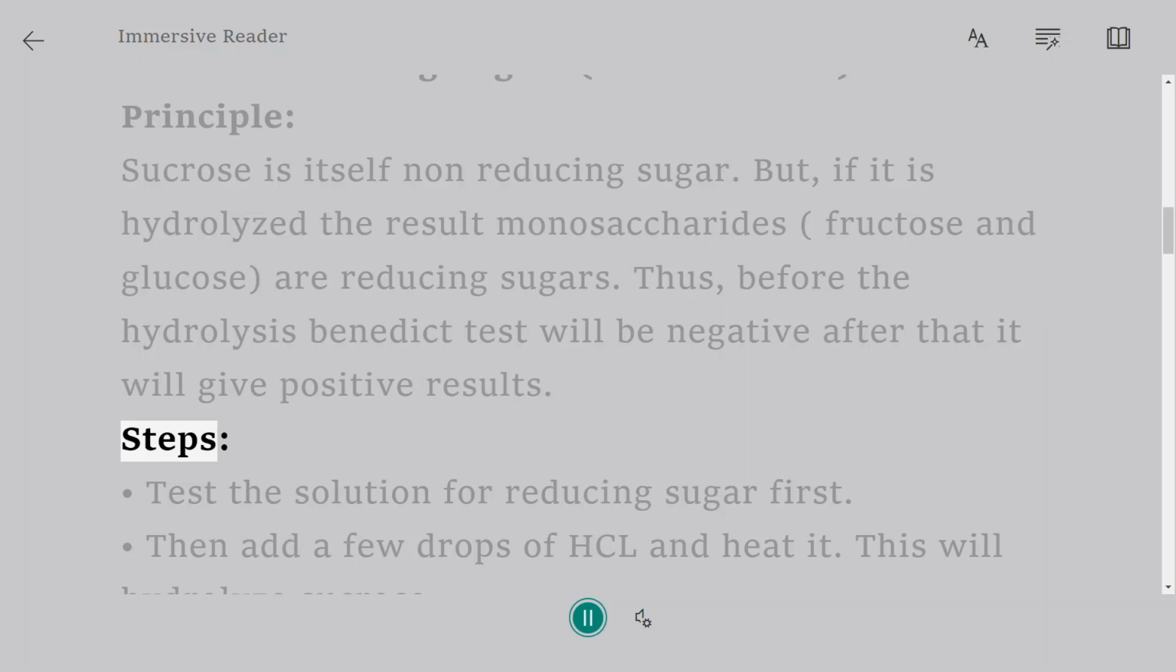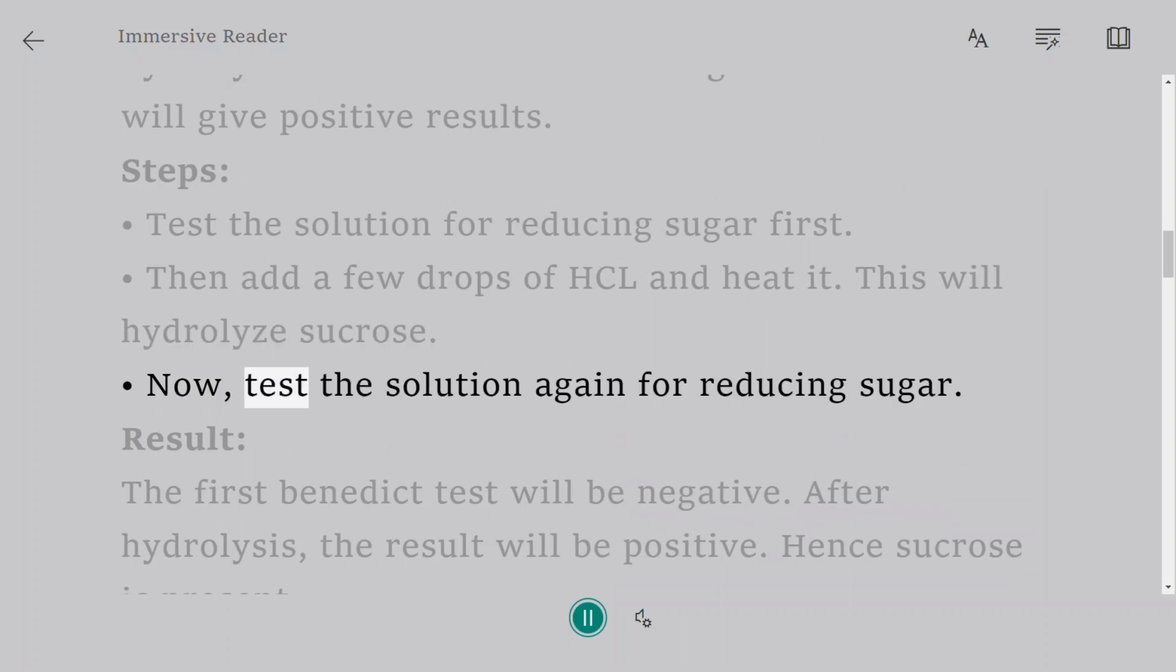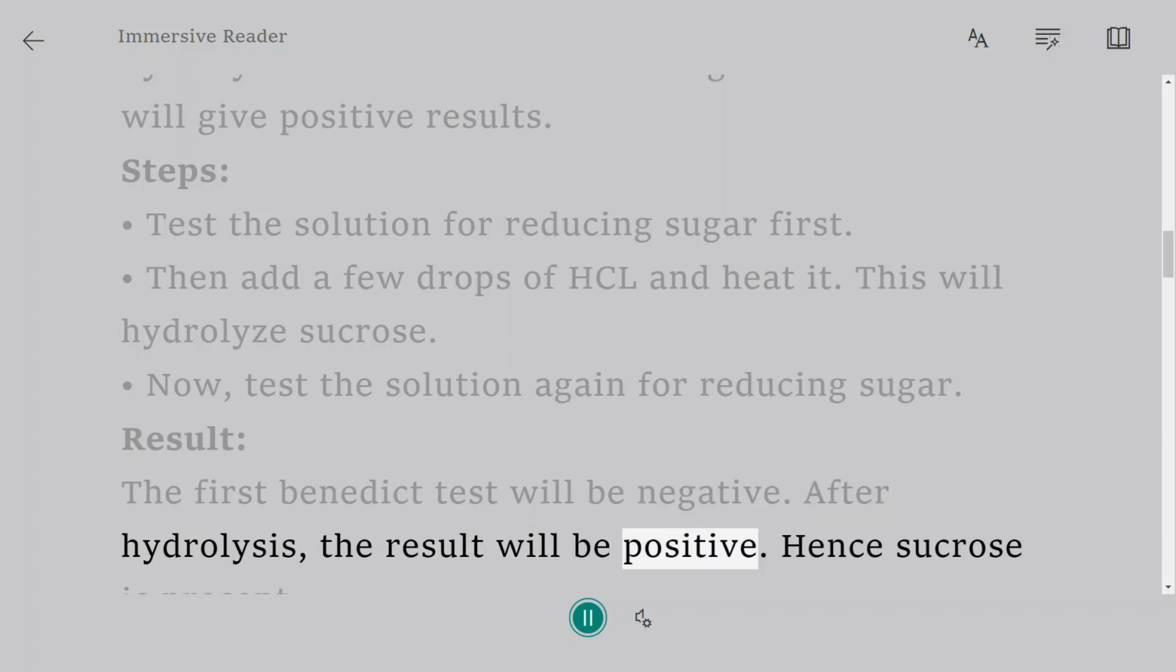Steps. Test the solution for reducing sugar first. Then add a few drops of HCl and heat it. This will hydrolyze sucrose. Now, test the solution again for reducing sugar. Result: the first Benedict test will be negative. After hydrolysis, the result will be positive. Hence sucrose is present.